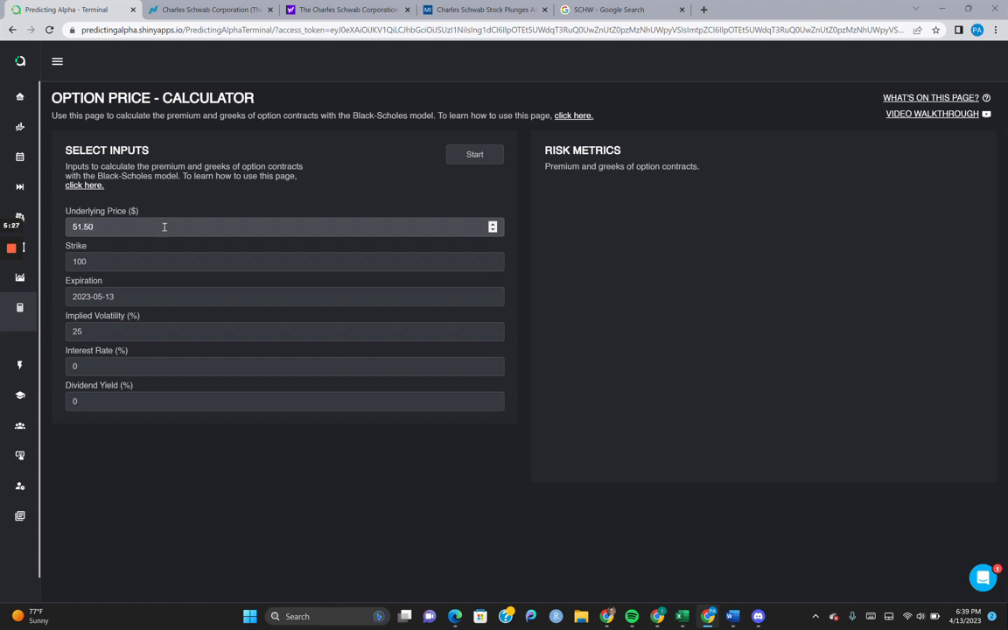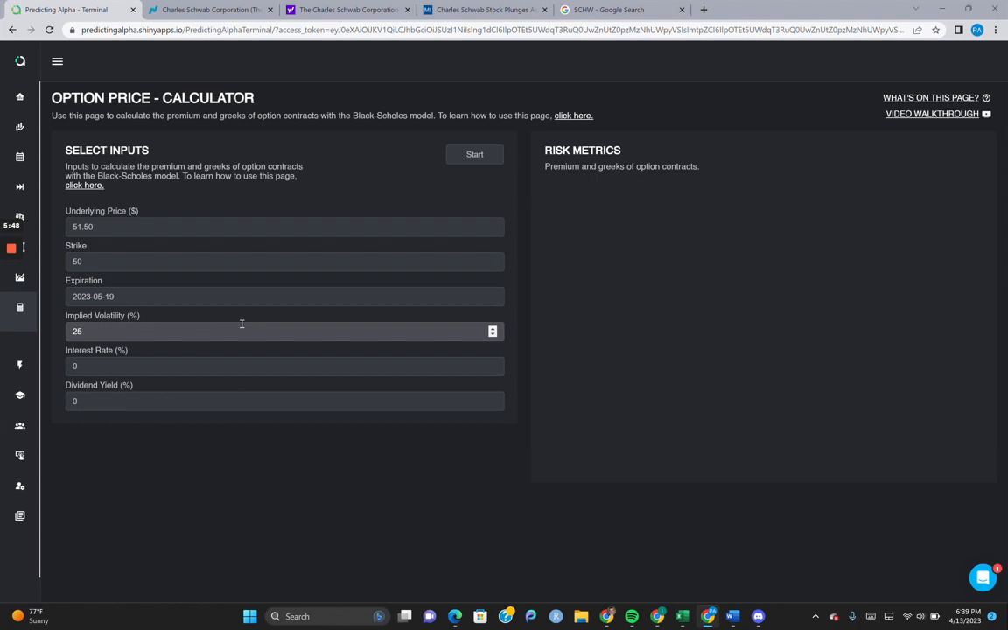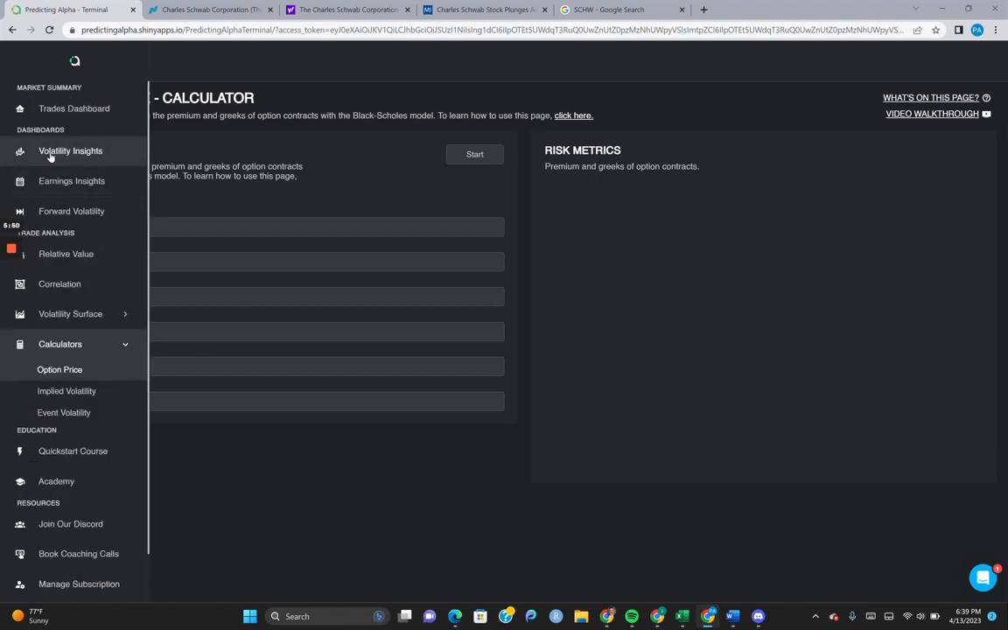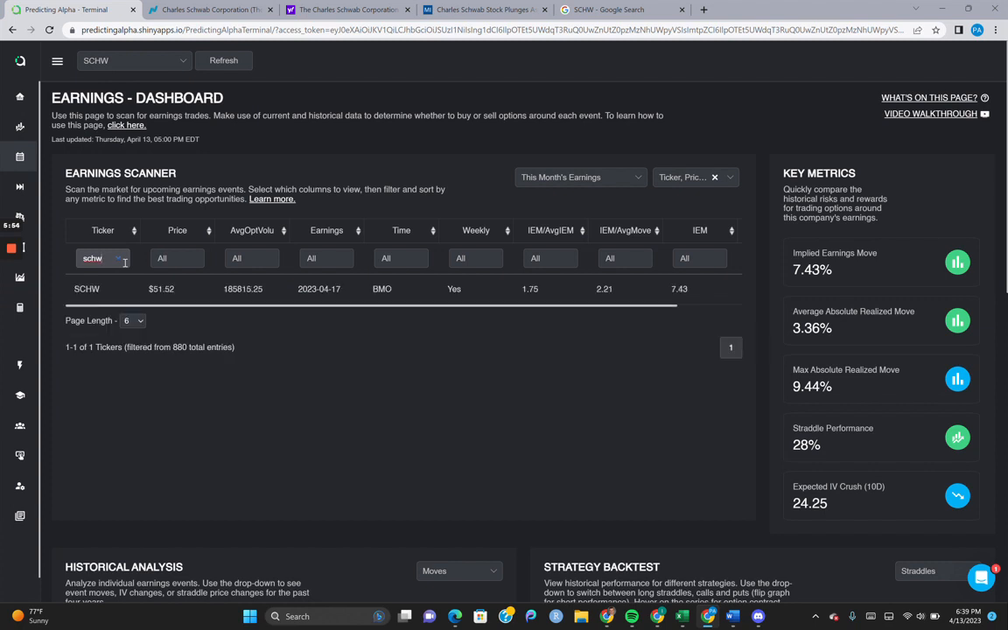Strikes, let's say we want to hedge the downside a little bit, so we're going to use 50 in the calculator. Expiration is going to be next week's weeklies, because they're going to see the event next week. It's the closest to expiry, so it's the most exposed to the earnings event. That's the big thing. Again, just to show this, you have earnings on the 17th.